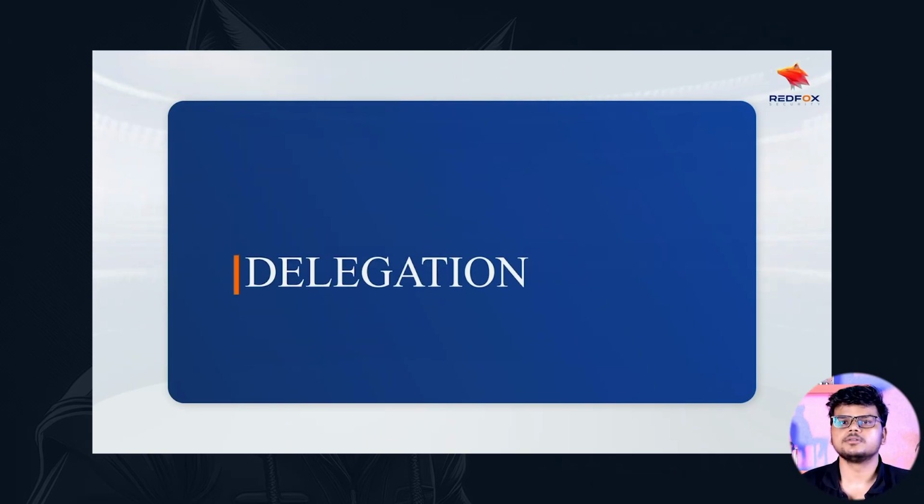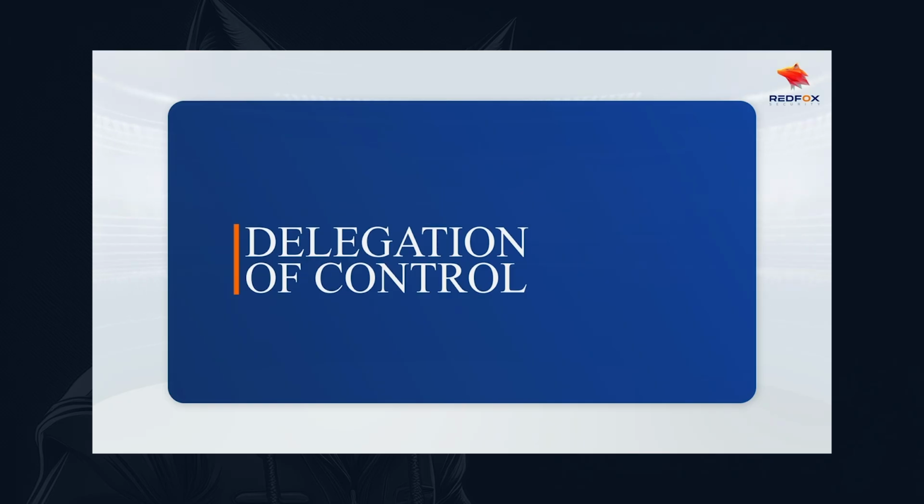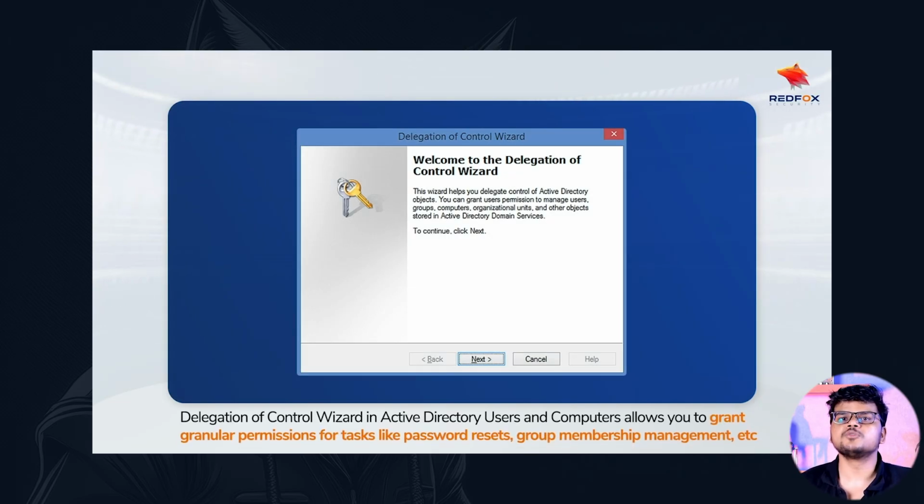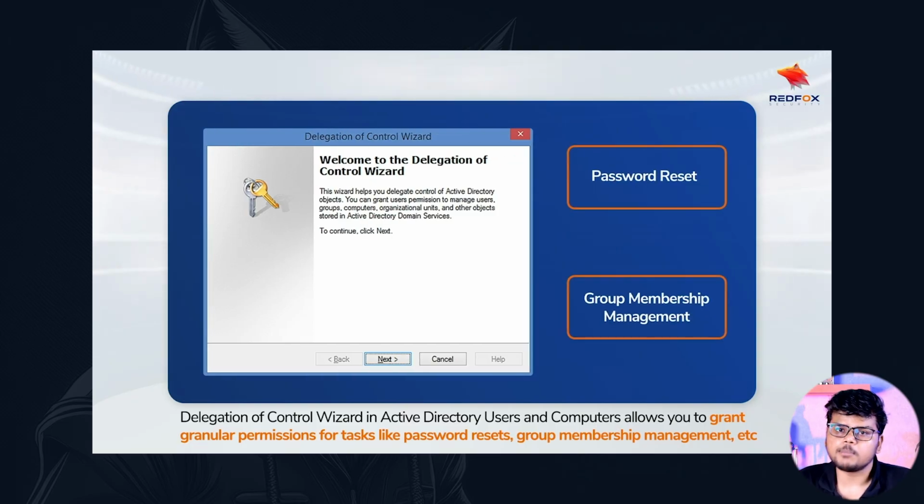delegation of control. Administrators can delegate specific tasks to users or groups without granting them full control over AD objects. The Delegation of Control wizard in Active Directory Users and Computers allows you to grant granular permissions for tasks like password resets, group membership management, etc.